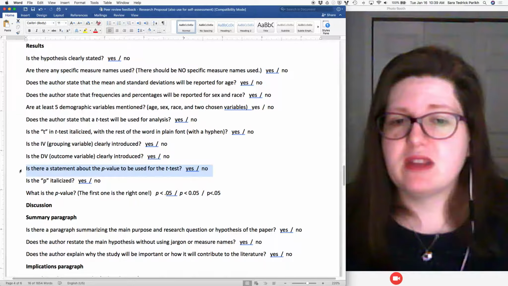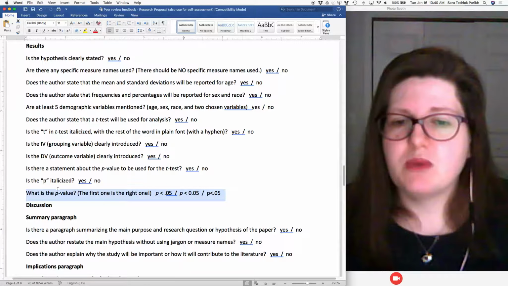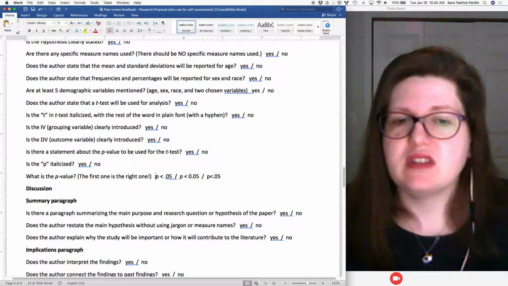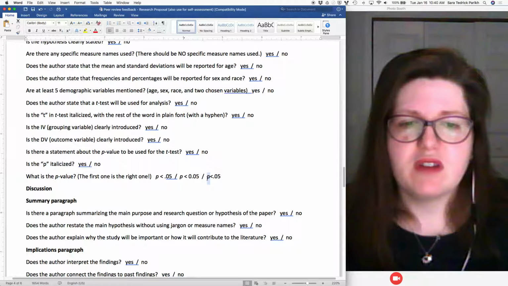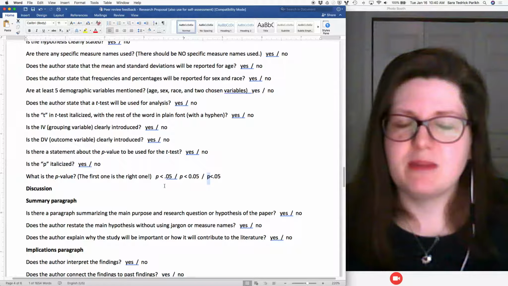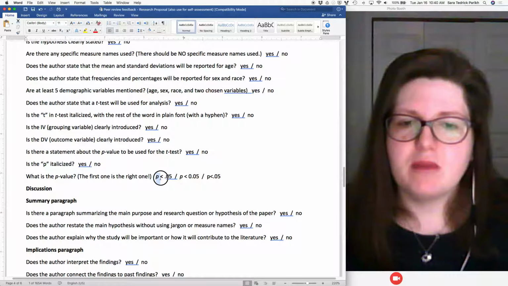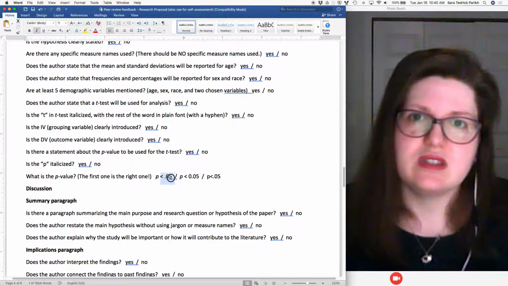Is there a statement about the p-value to be used for the t-test? Is the p italicized? What is the p-value? And it should be this first one. P space less than. Oh, I know what was wrong with this one before. I couldn't figure it out because the spacing was right. But the problem here is that the p isn't italicized. You need spaces before and after the less than sign. The p needs to be italicized, and you do not use a 0 before .05.